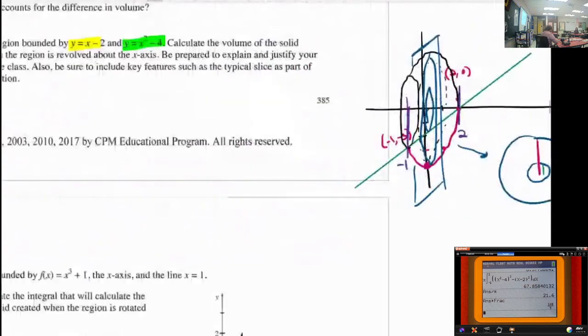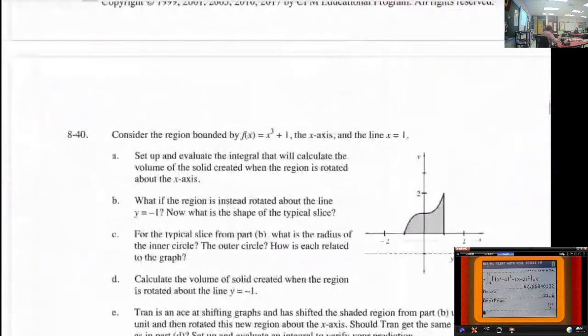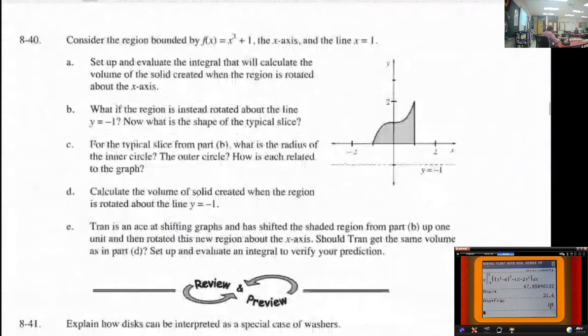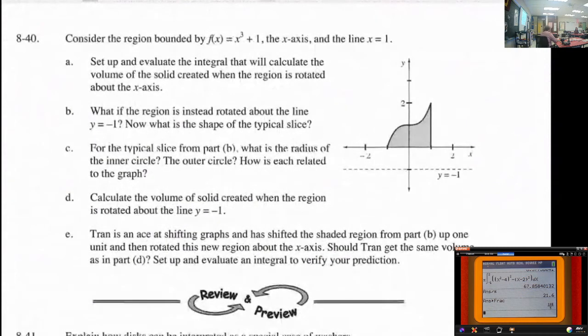This problem right here, 840. We have the region bounded by x cubed plus 1, which is this function right up on top there, and the line x equals 1, the vertical line right there, and then the x-axis itself. We're going to set up the integral that will calculate the volume of a solid created when the region is rotated. We're not going to evaluate it. We're just going to set it up.